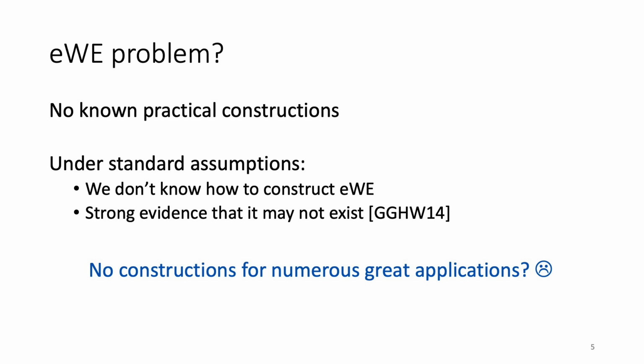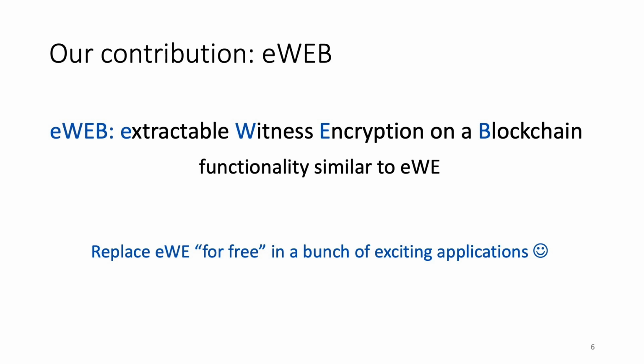So are we back to square one? Do we not have the constructions for all those awesome applications that I introduced earlier? And the answer is no, because in this work, we introduced EWEB, which stands for Extractable Witness Encryption on a Blockchain. And EWEB provides a functionality which is very similar to extractable witness encryption, except that it uses some interaction with the blockchain to achieve it.